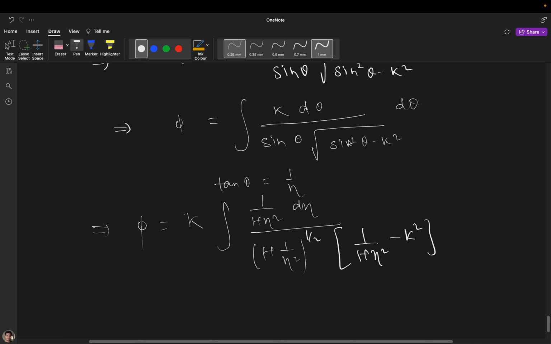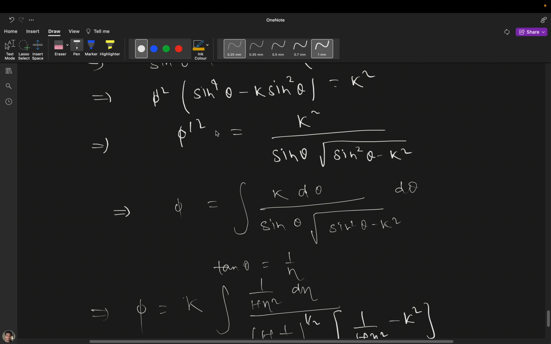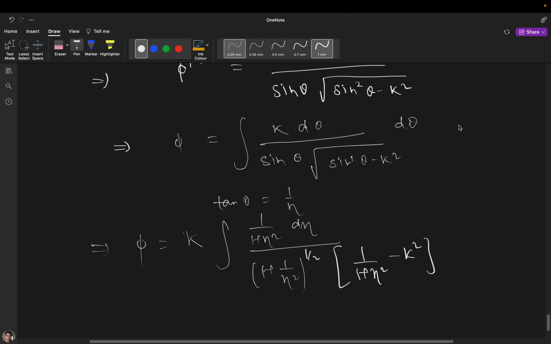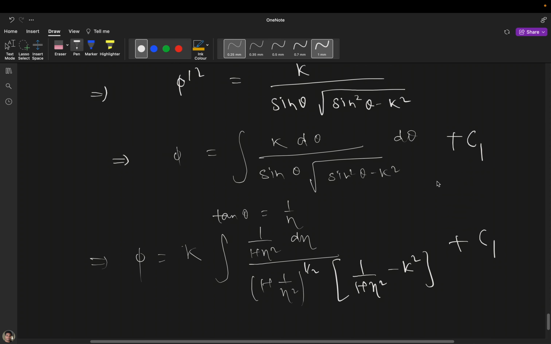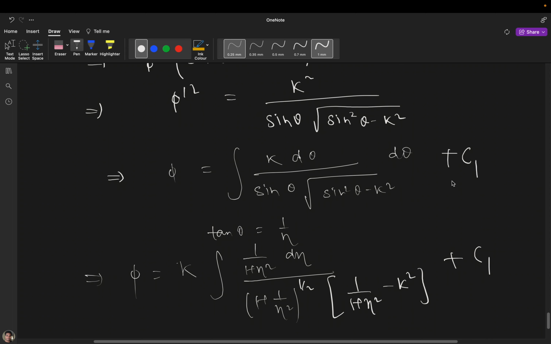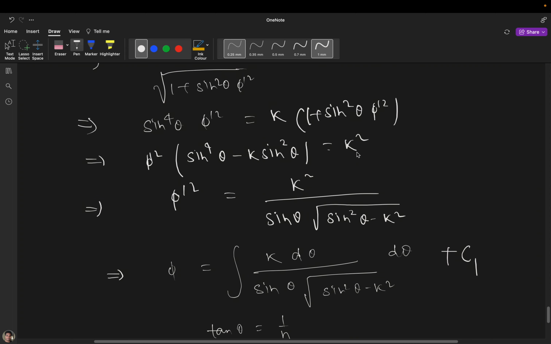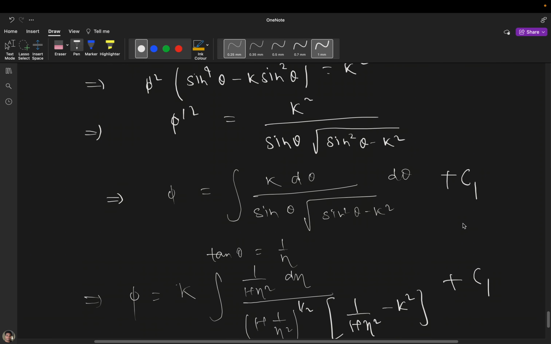When you substitute this, there will be another constant, because this is a derivative, right? So when you integrate it, I will take another constant here. Are you getting what I'm trying to say? Because here it is a derivative, so when you integrate it, since you are taking an indefinite integral, another constant will come. That's why I was taking k as a constant here.